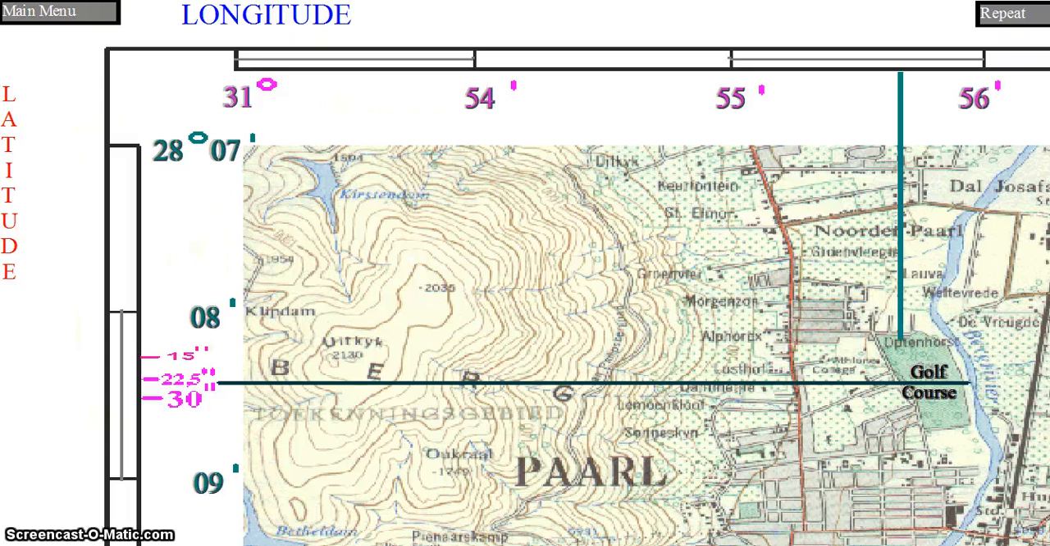The latitudinal coordinates of the golf course are 28 degrees, 8 minutes, and 23 seconds south. Calculate the longitudinal coordinates in the same manner. The longitudinal coordinates are 31 degrees, 55 minutes, and plus minus 40 seconds east.